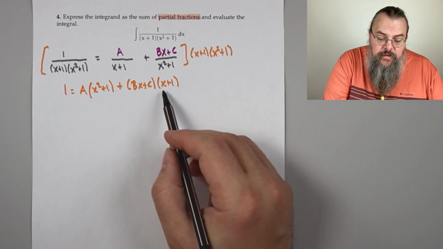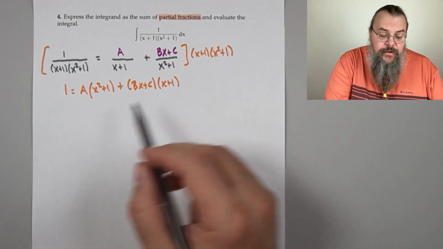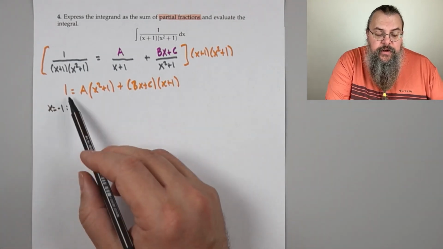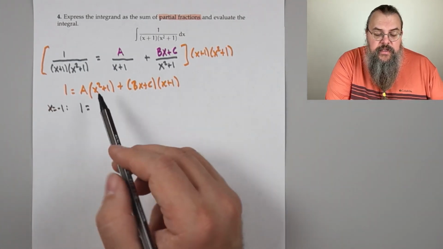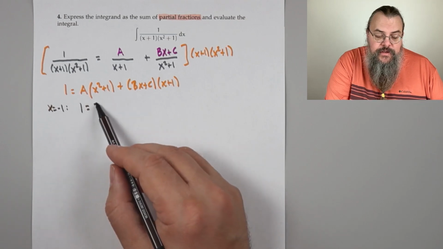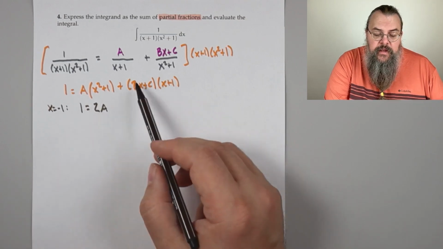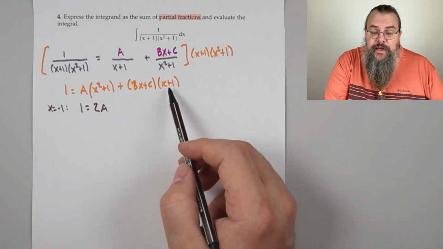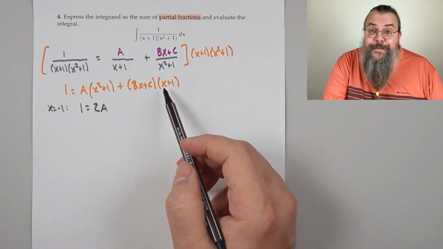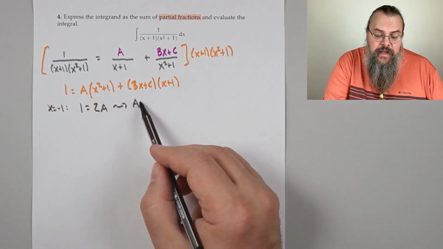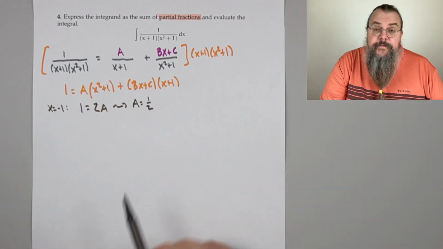So for instance, we see an x plus 1 here. So let's plug in x equals negative 1. When we do that, we have that 1 is equal to a times minus 1 squared plus 1, which is 2a, plus b times minus 1, plus c times 0. Well, times 0 is hard to recover from. So I say, brilliant. This tells us that a is a half.